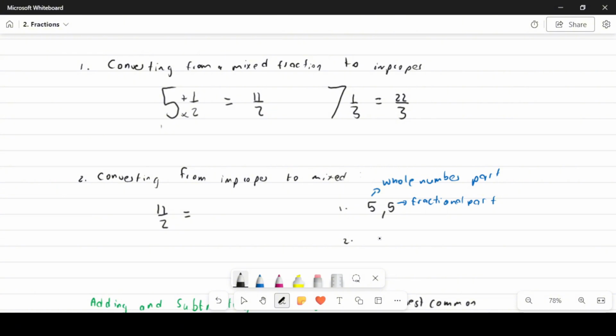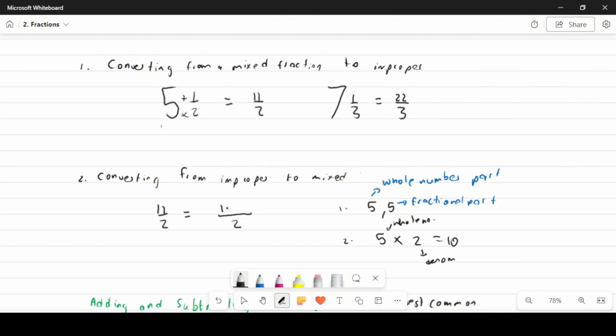Step 2 is to multiply the whole number part, which is 5, by the denominator, which is 2. Remember, this here represents the whole number part, and this represents the denominator, which gives 10. So now what do we do with this 10?